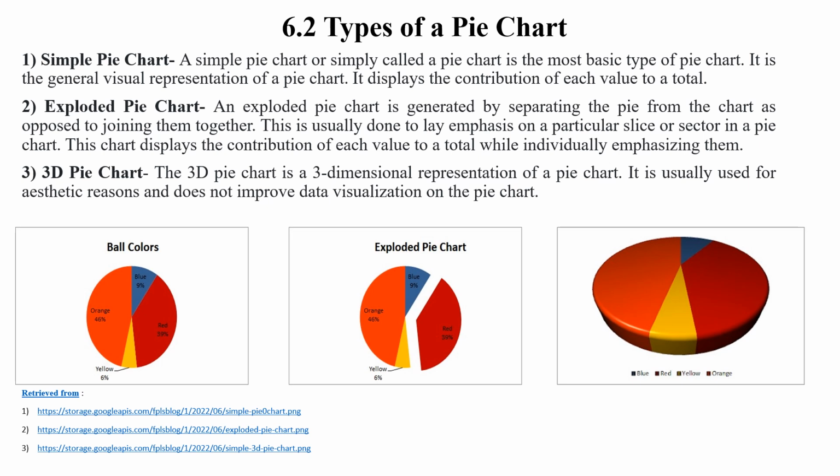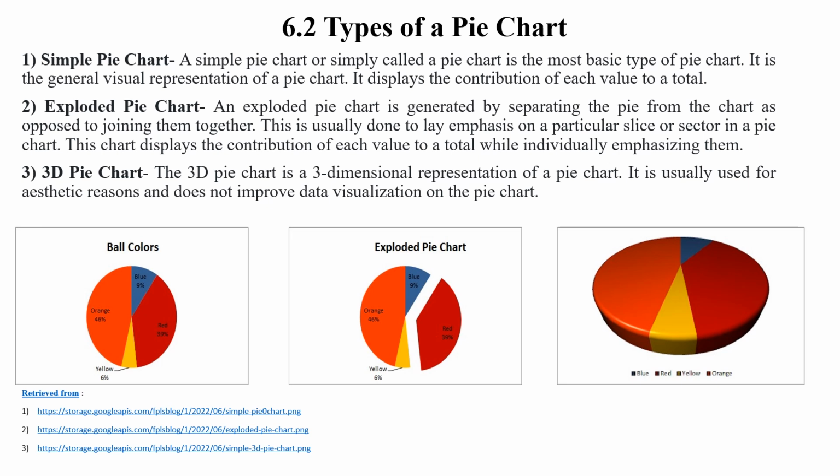6.2, types of a pie chart. Simple pie chart. A simple pie chart, or simply called a pie chart, is the most basic type of a pie chart. It is a general visual representation of a pie chart. It displays the contribution of each value to the total. The example you can see on the left picture.